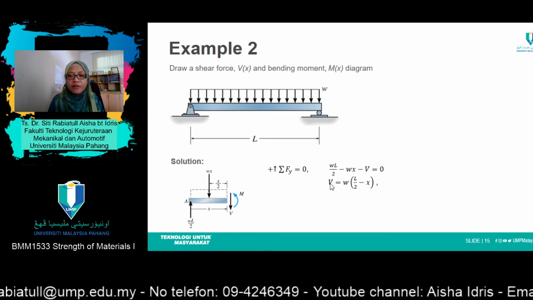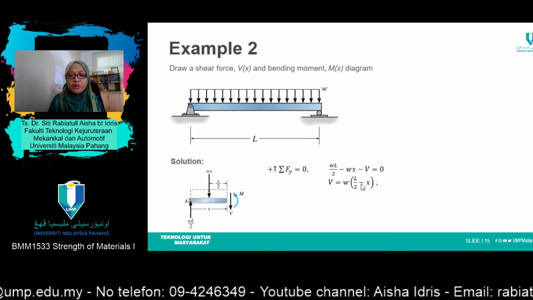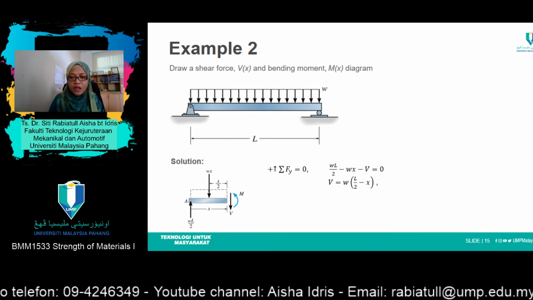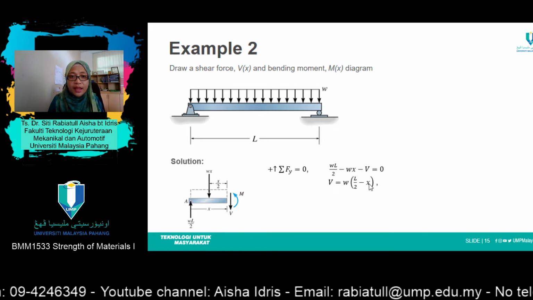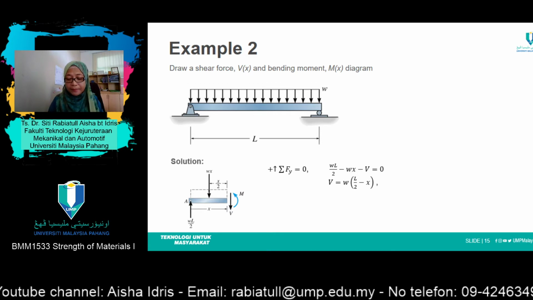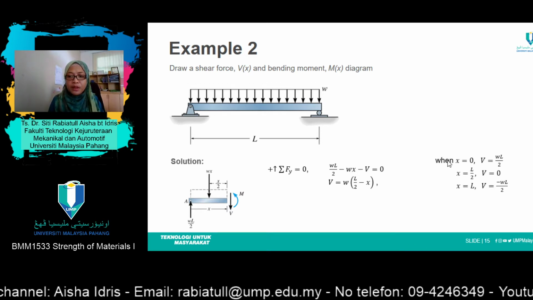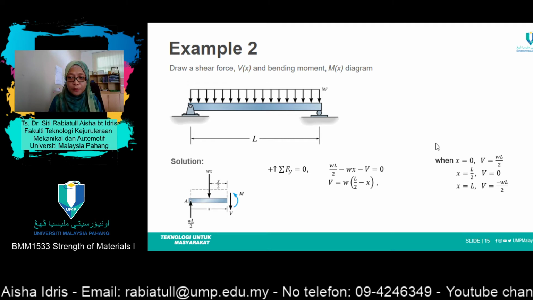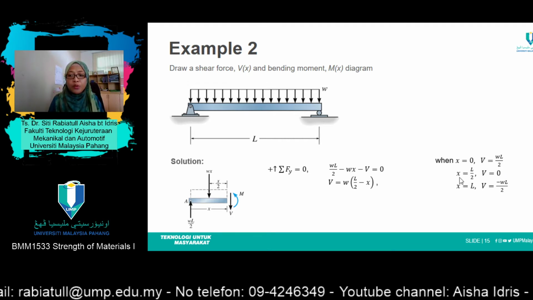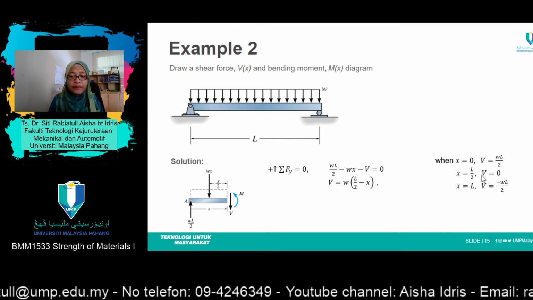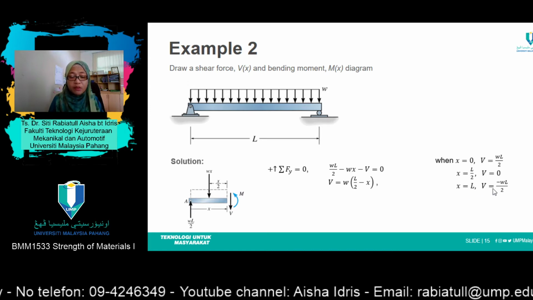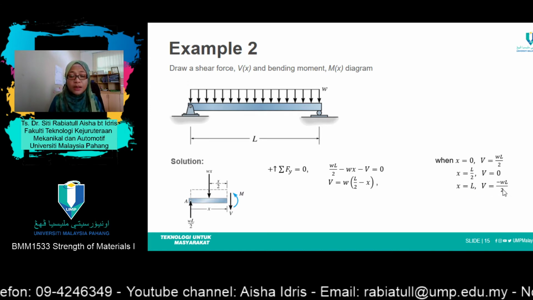So you'll get V equals W times (L over 2 minus X). If you notice here, there's a value of X, so you need to include the value of X in order to draw the diagram. For example, when X equals 0, you'll get V equals WL over 2. When X equals L over 2, you'll get V equals 0. And when X equals L, you'll get V equals negative WL over 2.